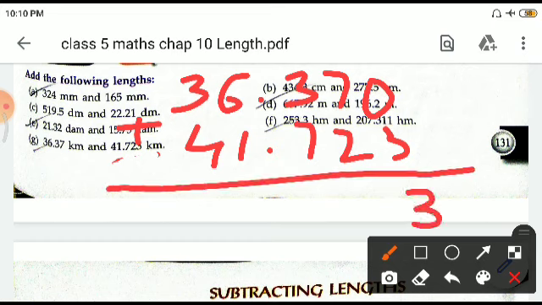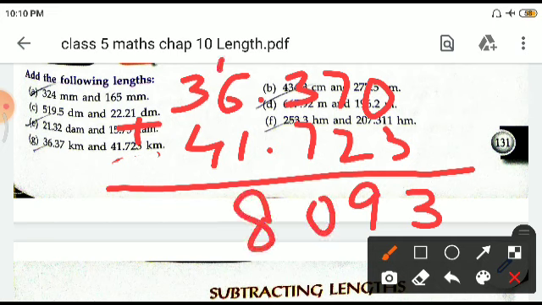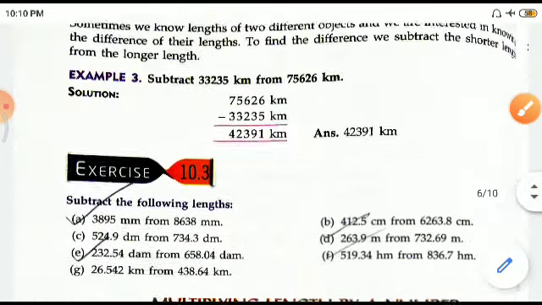Then I'll add the two. 3 and 0 are 3, 7 and 2 are 9, 7 and 3 are 10, 0, carry forward 1, 6 and 1 is 7, 1 is 8, and 4 plus 3 is 7. 78.093 kilometers will be the answer here, right?